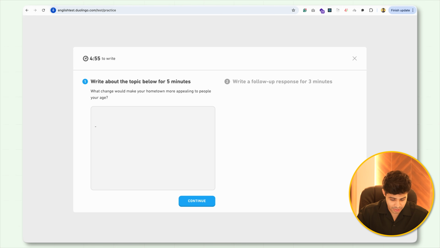So what I would like is, well, less traffic, hopefully. Wider roads could help with that. I dealt with that coming over here right now. I could live with a bit more hygiene. I think that would make it more appealing to people my age.